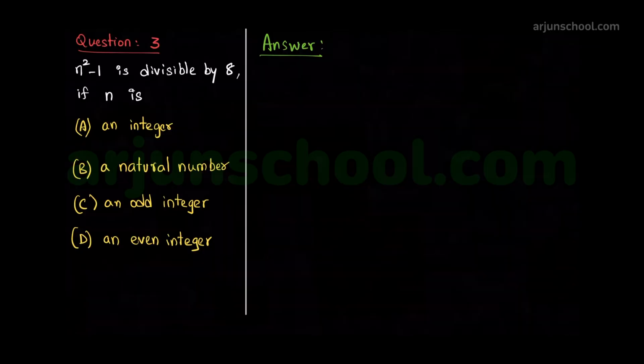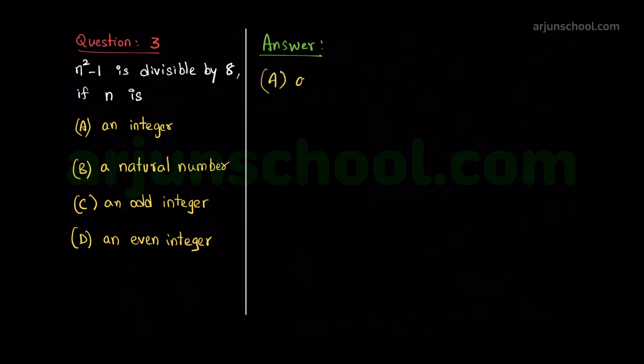Question: n square minus 1 is divisible by 8 if n is option A an integer, option B a natural number, option C an odd integer, and option D an even integer. Let us take the first option.